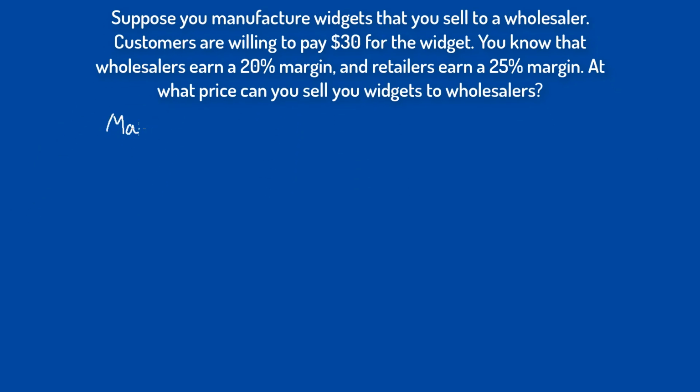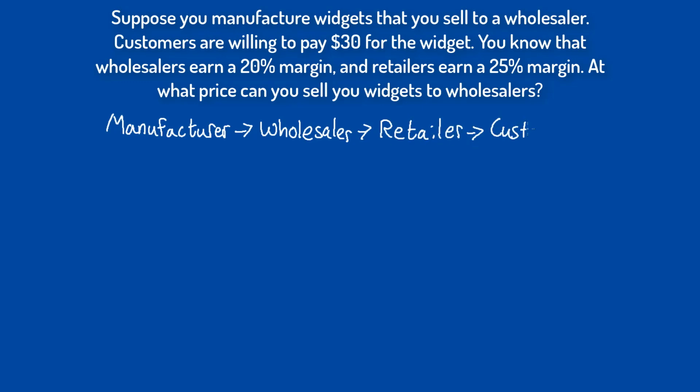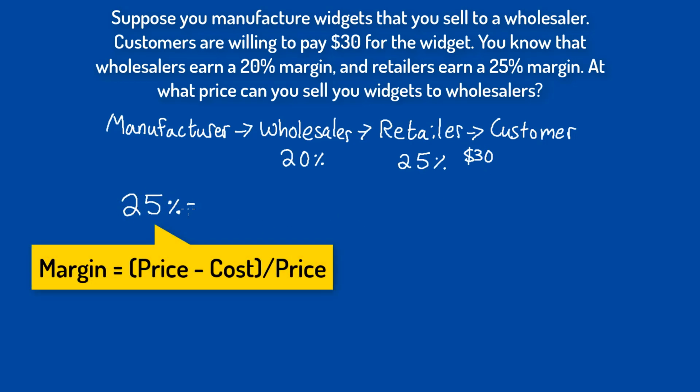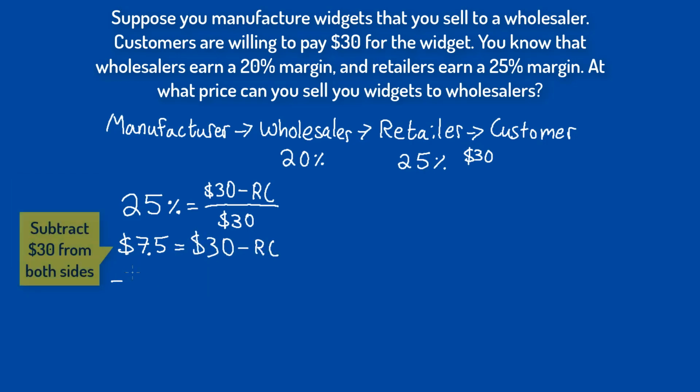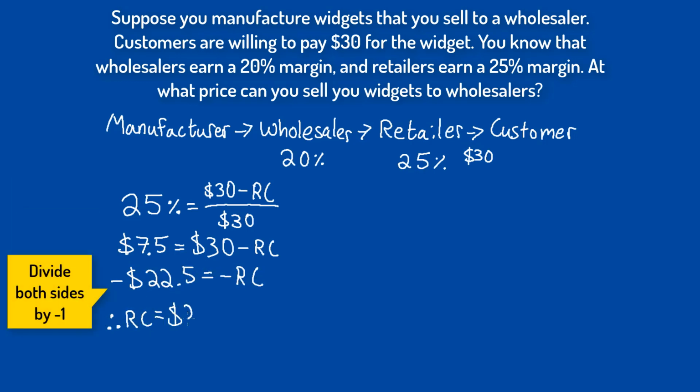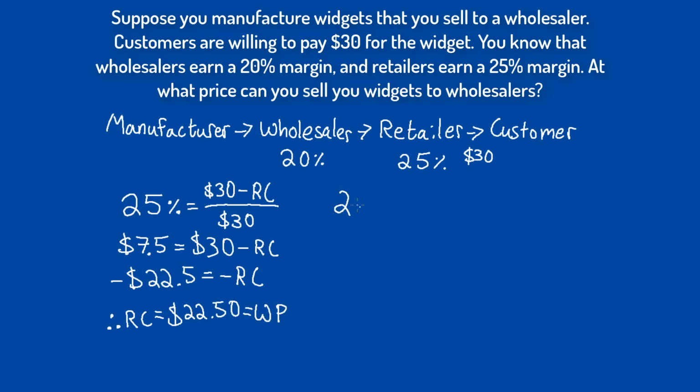To clarify how we can work backwards to find the answer to this example, let's begin by creating the supply chain and using it to see how we can work backwards from the fact that customers are charged $30 by the retailer who earns a 25% margin. We can now use the margin formula to isolate for the retailer cost, which, using this algebraic method, is $22.50, which is also the wholesaler price, because that is the price that the retailers purchased it at.